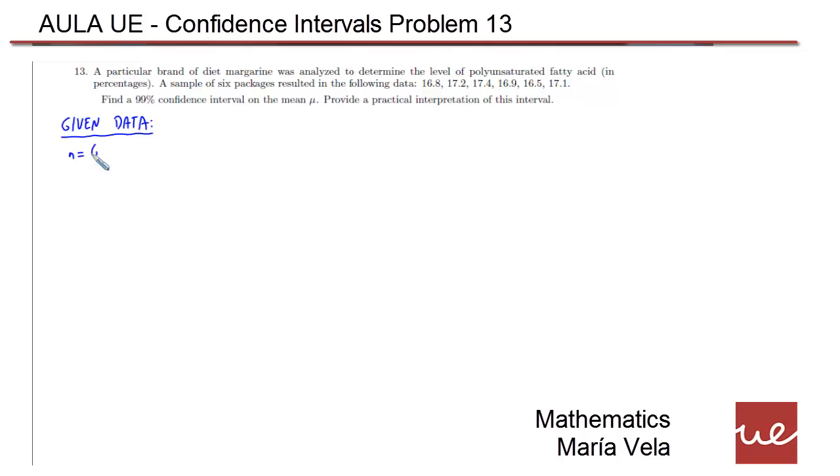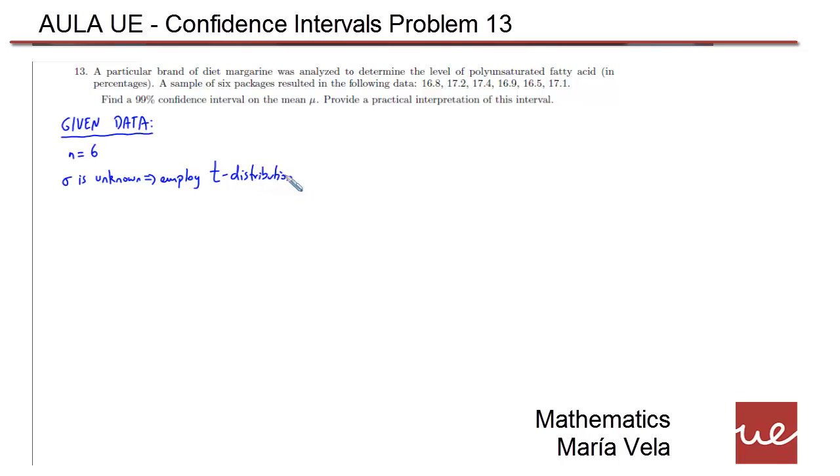Okay, we just copy the given data. In this case, n is equal to 6 because we are given 6 different values. And we realize that the population variance is unknown, so we have to employ a t-distribution in this case.